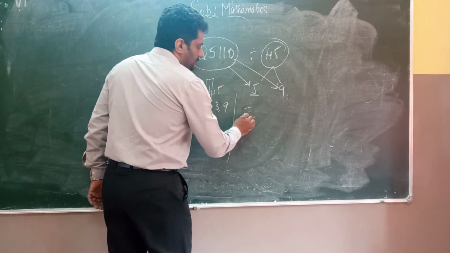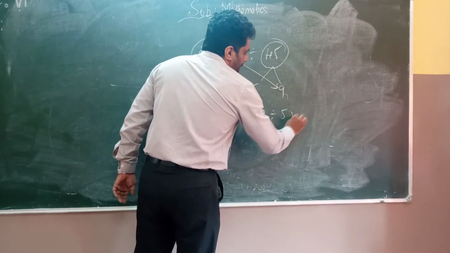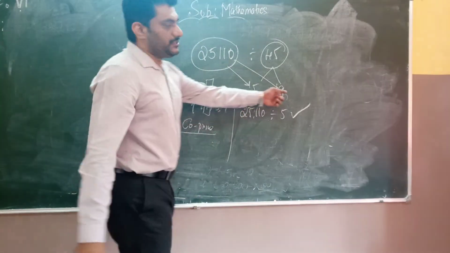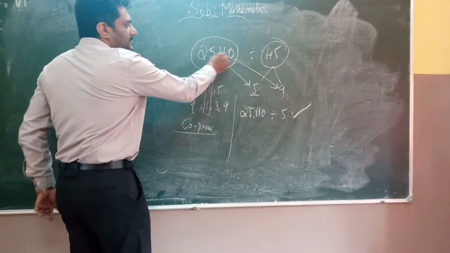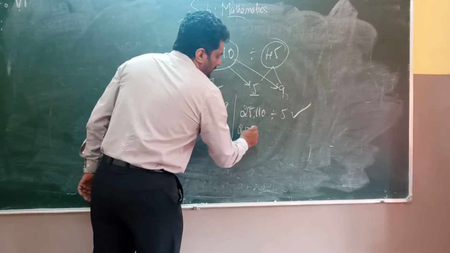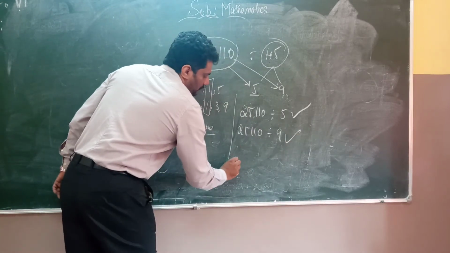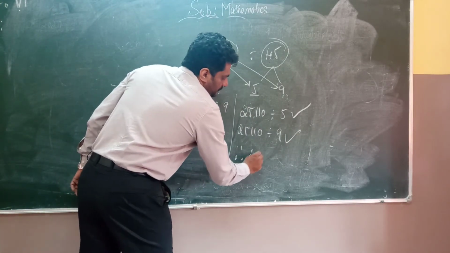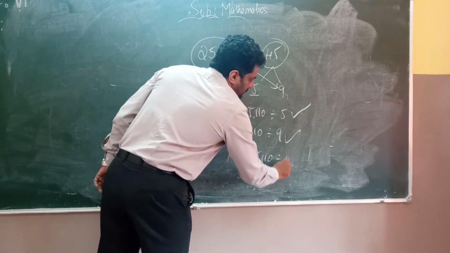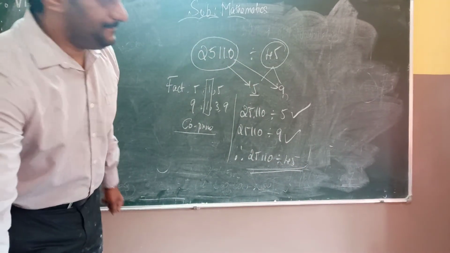So 25110 is divisible by 5. Next we have to check 9. How do we check? Just add all the numbers: 2, 5, 1, 1, 0. So 25110 is divisible by 9. Therefore, 25110 is divisible by 45. This is how we check.